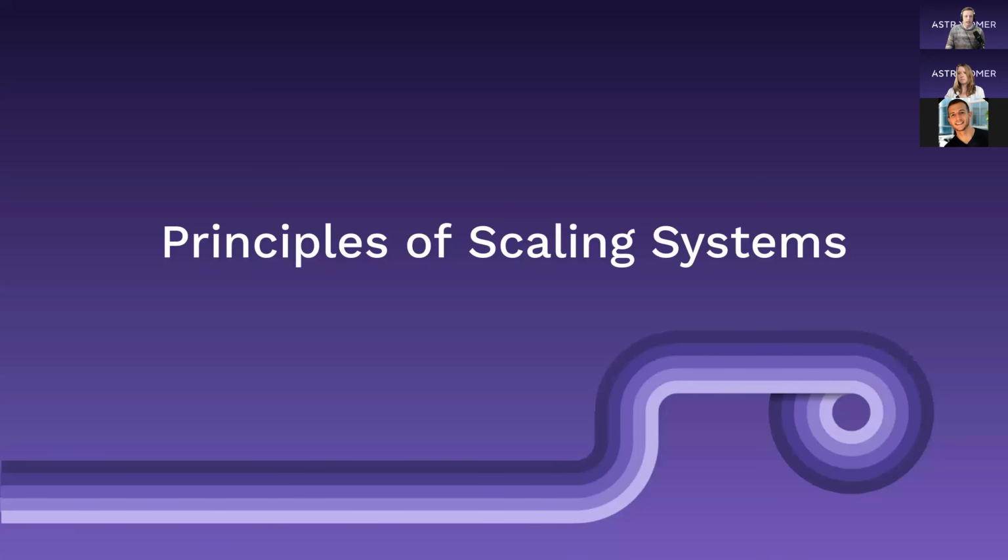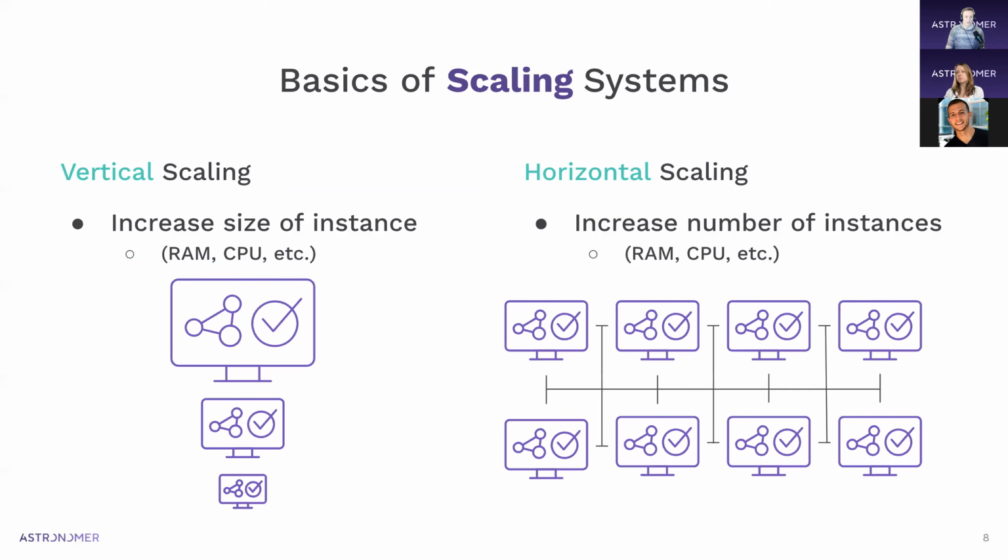So if we're just starting at the beginning, there are a couple of main principles that go into scaling systems, specifically distributed systems, which Airflow is a system that can be distributed across multiple VMs, multiple nodes. There's a lot of different methods for that. So if we're talking about the very basics of scaling systems, there are kind of 2 methods that we use in order to increase capacity. We have vertical scaling and horizontal scaling.